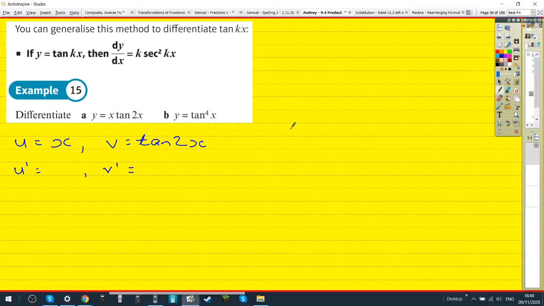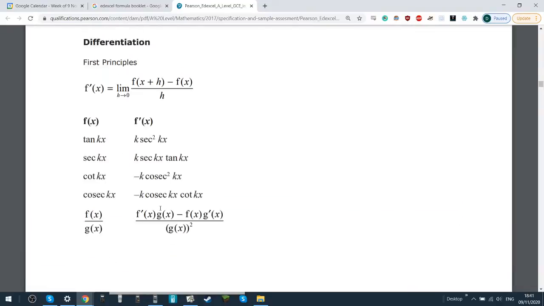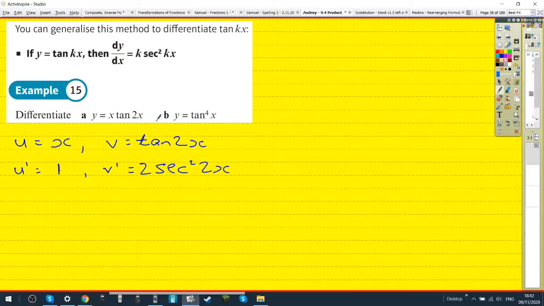Okay. So the derivative of u is 1. The derivative of v will be, oh no, will it just be sec squared 2x? Yeah, and don't forget to multiply by the derivative of the function inside the function. So that'd be 2 sec squared 2x. Yeah. And do you remember product rule? Well, they don't give you the quotient rule, they give you the derivative of tan. Now, you need to be able to remember these things.